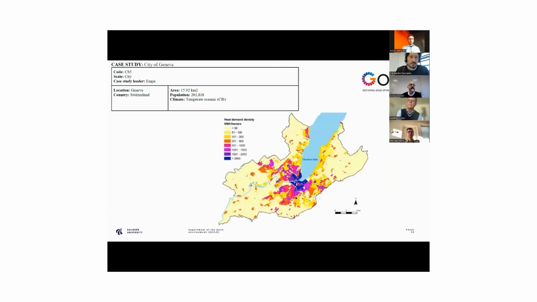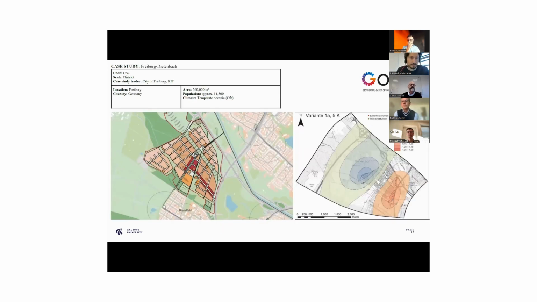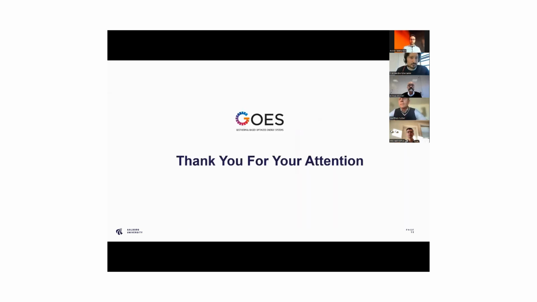And the last one is the city of Geneva, no, the last one is Freiburg, which is a district level, and it is 560,000 square meters that we are talking about.